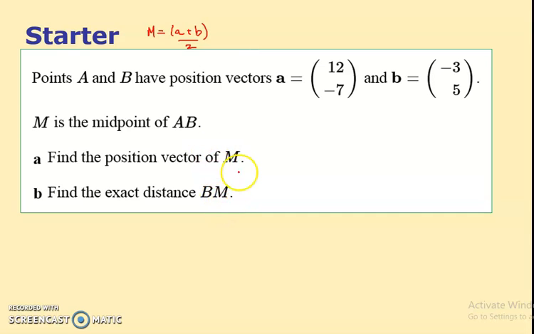Well, that sounds like Pythagoras to me. So will you do us a favour, please? Pause the video and have a go at those 2 questions. Right then, I'm hoping you've done that.